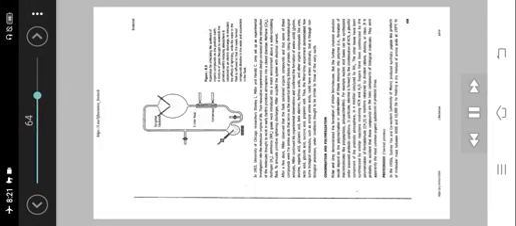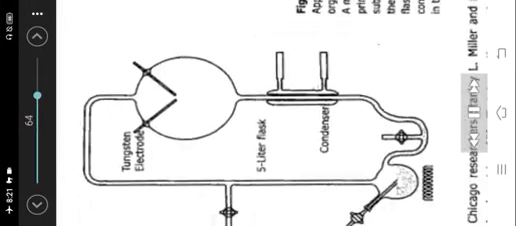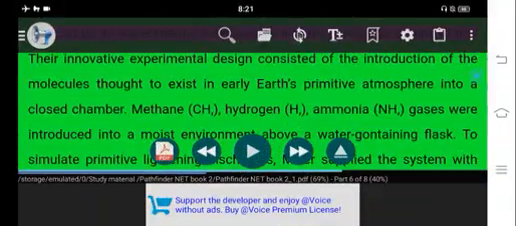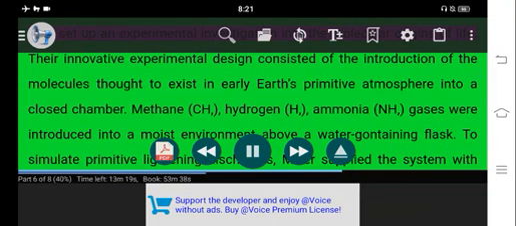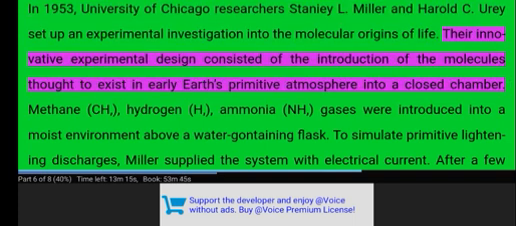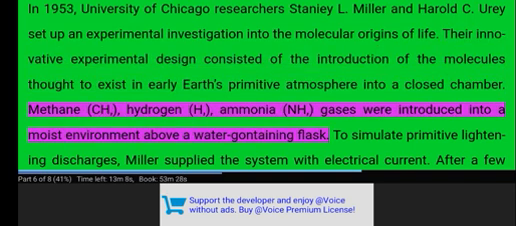In 1953, University of Chicago researchers Stanley L. Miller and Harold C. Urey set up an experimental investigation into the molecular origins of life. Their innovative experimental design consisted of the introduction of the molecules thought to exist in early Earth's primitive atmosphere into a closed chamber. Methane CH4, hydrogen H2, and ammonia NH3 gases were introduced into a moist environment above a water-containing flask.